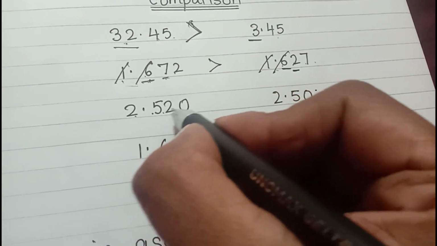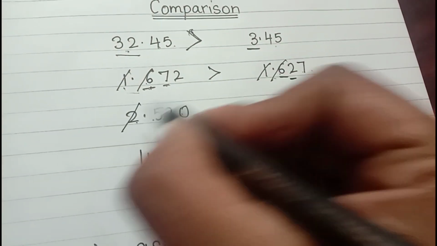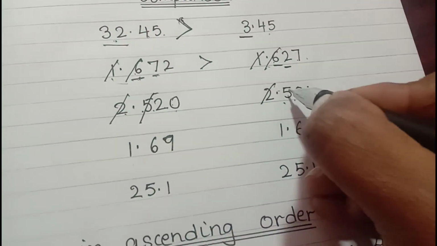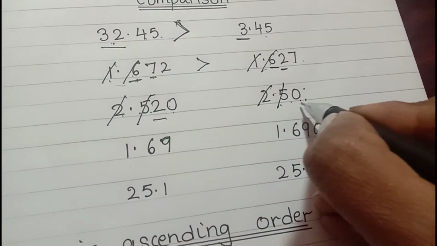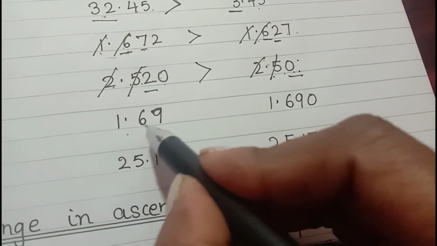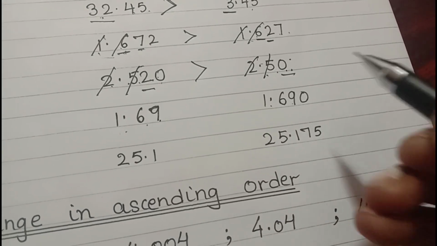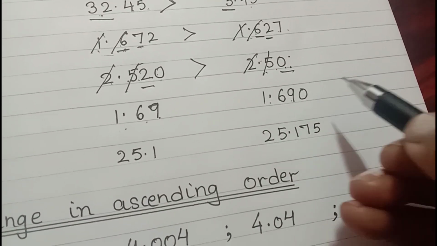Then 2.520 and 2.50. Again the whole number is the same and the first digit after the decimal is the same. 2, 0. Which one is bigger? 2.